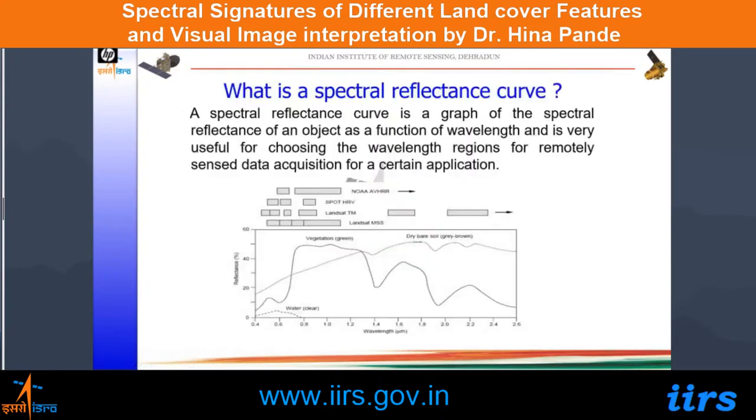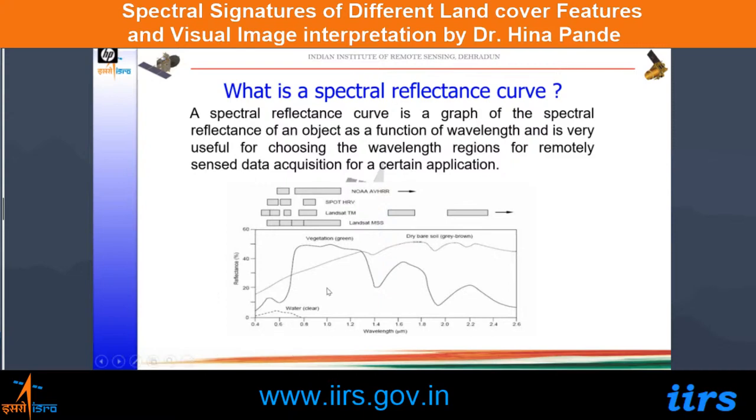Now, how do we use spectral values for signatures? What is done is that a spectral reflectance curve is plotted. This curve is a graph of wavelength regions on one axis and the percentage of reflectance, or amount of energy that is reflected, on the other axis. So the curve would be a graph of the spectral reflectance of an object as a function of its wavelength. And this helps us in choosing the wavelength region for remotely sensed data acquisition for certain applications.